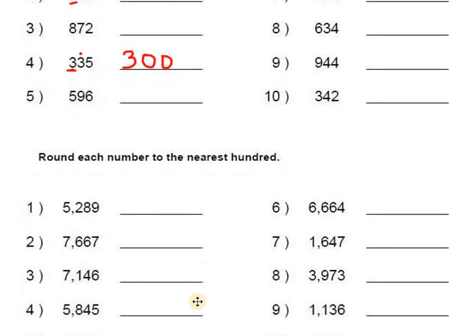I'm going to look at some bigger numbers now. And it still says to round to the nearest 100. So I'm still thinking about the hundreds. Let me get my pen. Let's do number 1. So I'm rounding to the nearest hundreds. I see 5,289. And I'm going to round to the nearest hundreds.